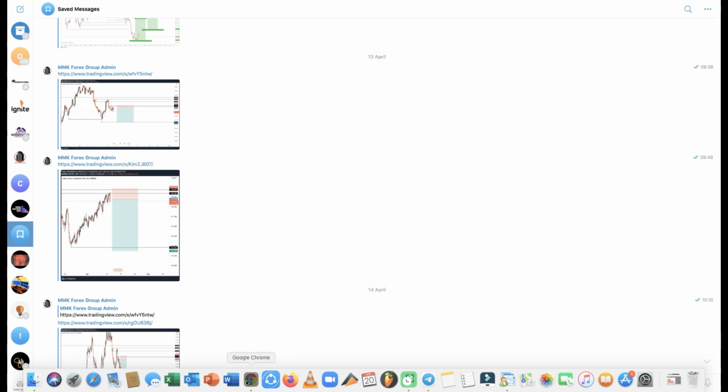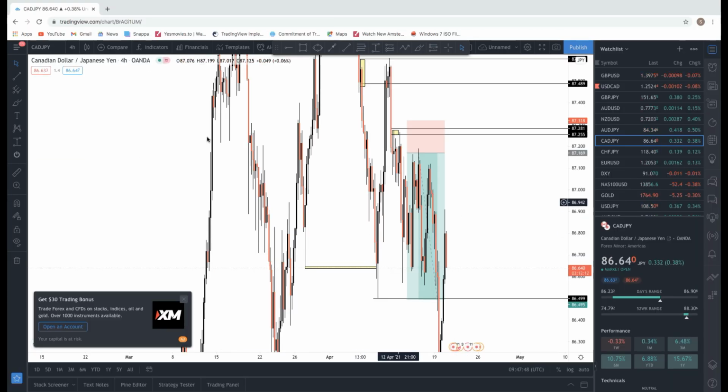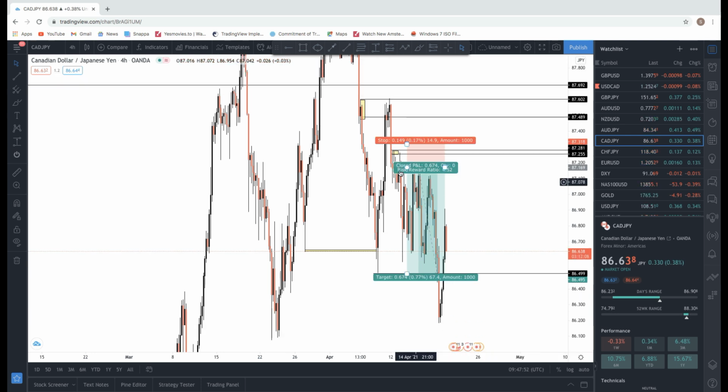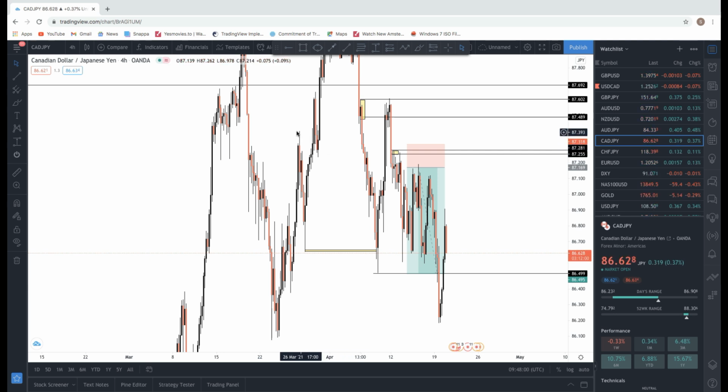Now if we go and check out how this trade played out, as you can see, we actually took this trade right here, just as I've just shown you on my Telegram. That is where I save my projections.